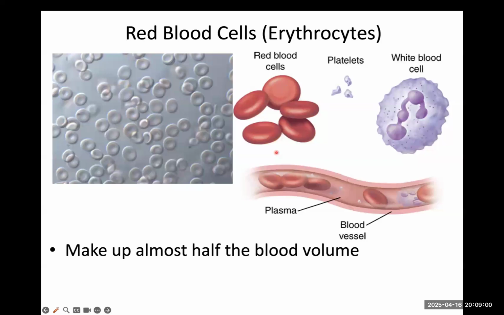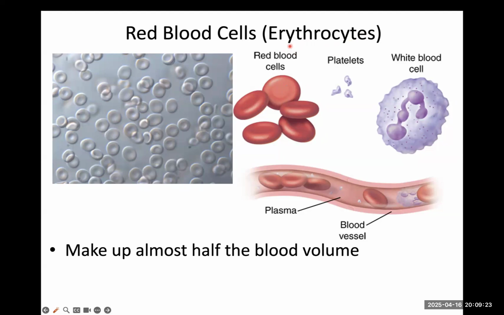So let's talk about the first type, which is the red blood cells. The common name is erythrocyte. Cyte means cell, and erythro means red. Erythro stands for red, that's the prefix. So erythrocyte stands for red blood cells, red cells. It literally translates into red cells.